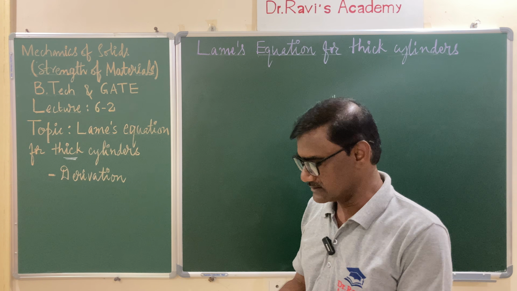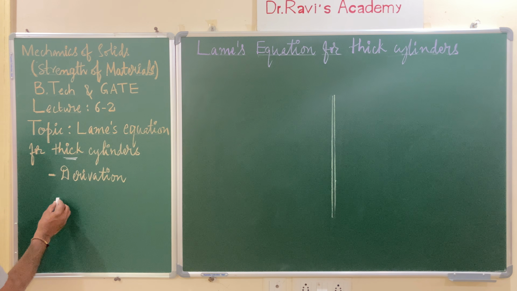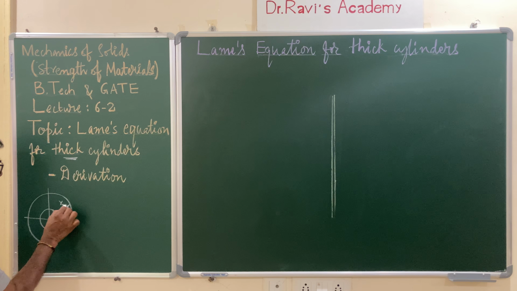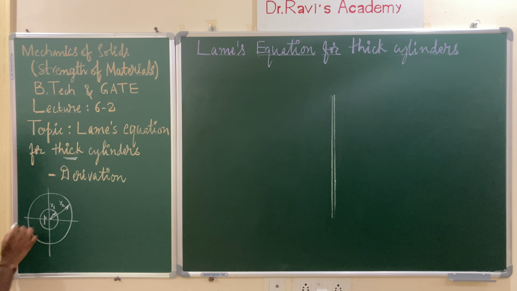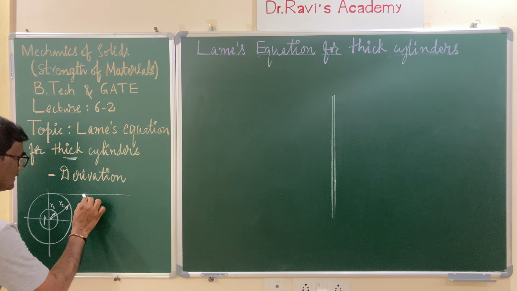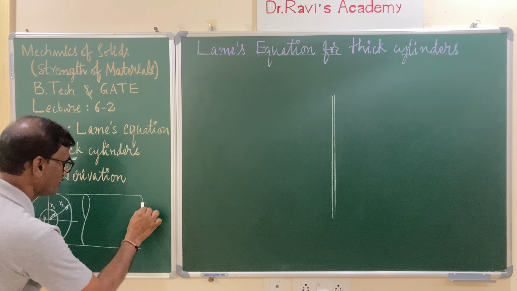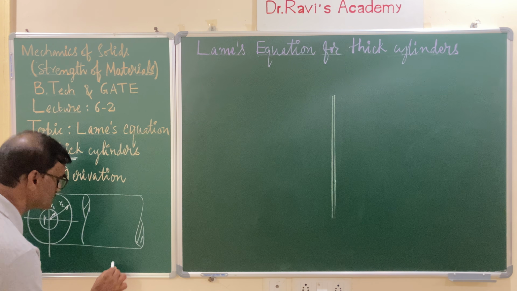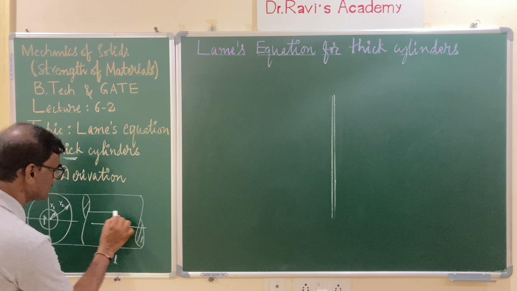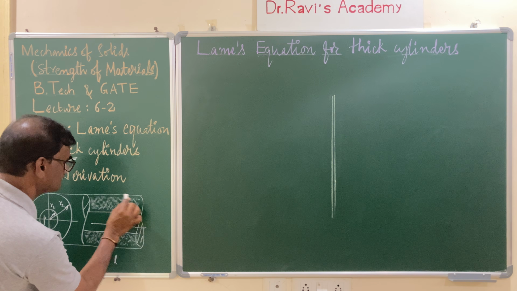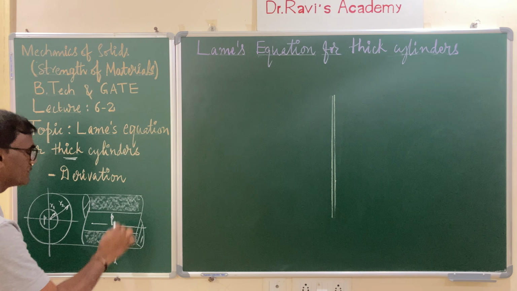So now let us consider a cylinder with internal radius, let us say r1, and external radius r2, and it is subjected to a fluid pressure P. Let us consider a length of L. This length is L, and of course this is the thickness. It is subjected to a fluid pressure of P inside.